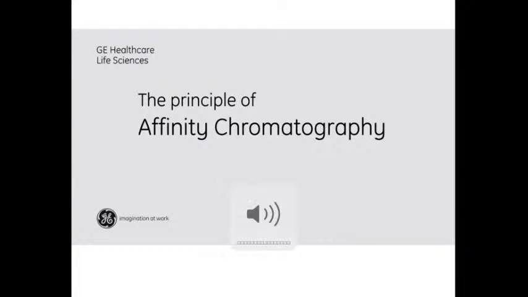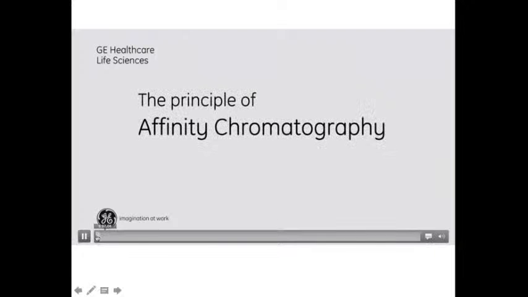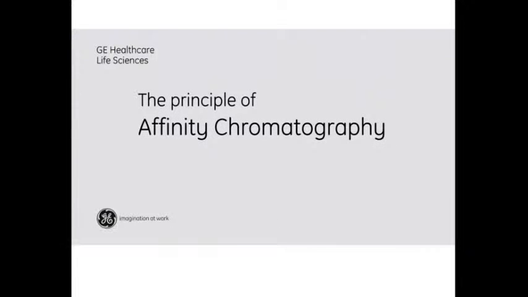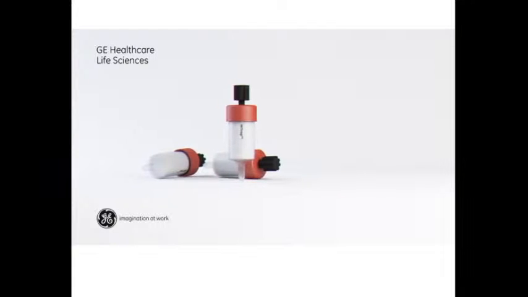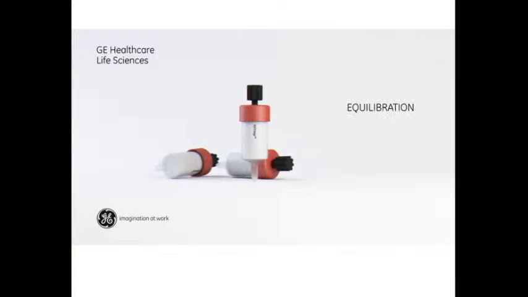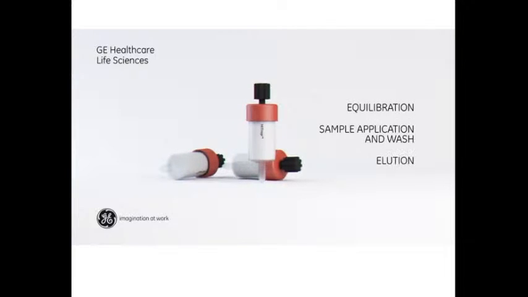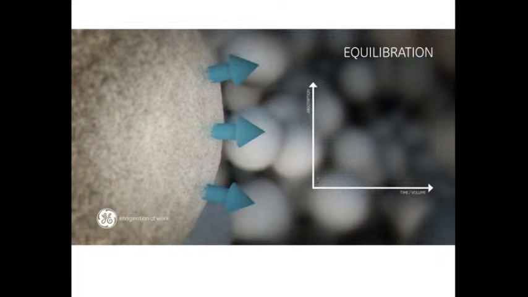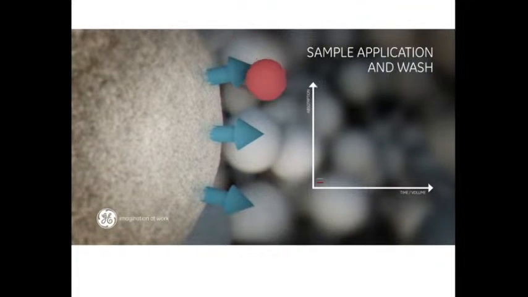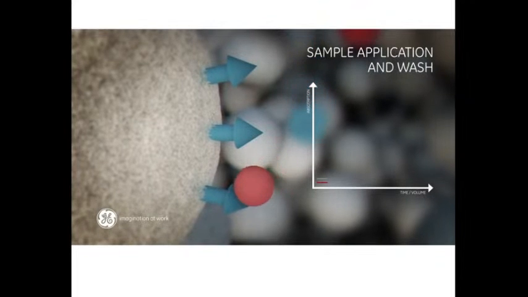It depends upon the reversible adsorption of biomolecules. Separation in affinity chromatography depends upon the reversible adsorption of biomolecules through biospecific interactions on the ligand. Most affinity chromatography experiments are performed in three main stages: equilibration, sample application and wash, and elution. The first step is the equilibration of the stationary phase to the desired start conditions. The second step is sample application and wash. The goal in this step is to bind the target molecules and wash out all unbound material.